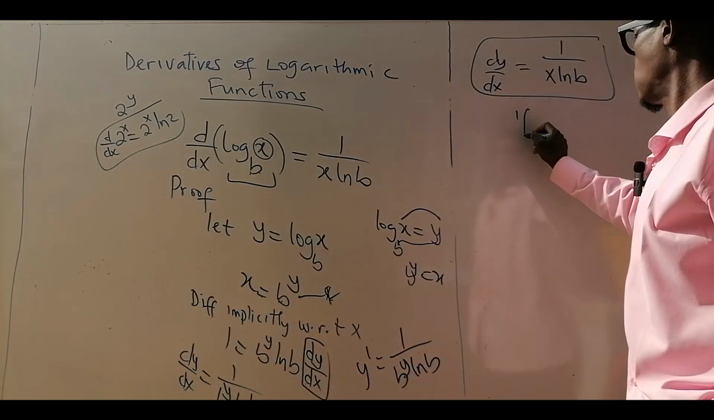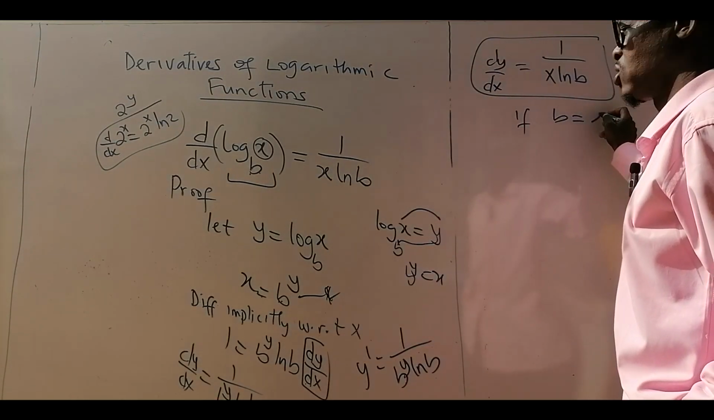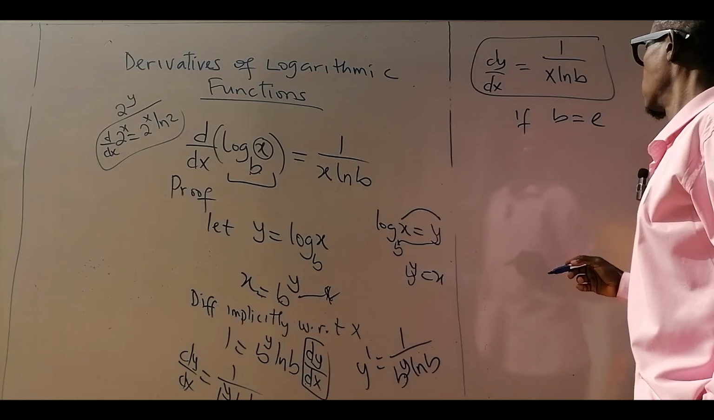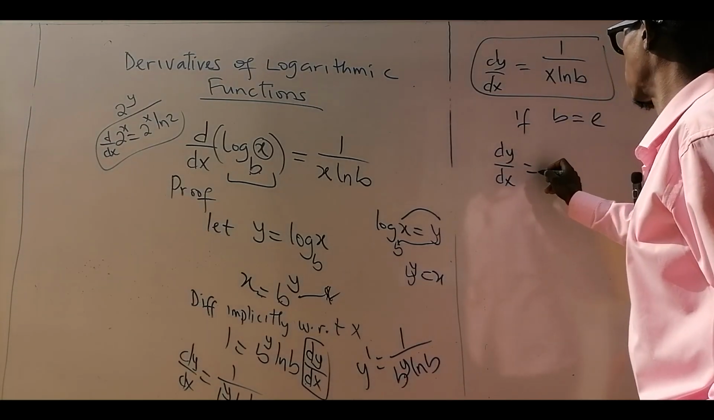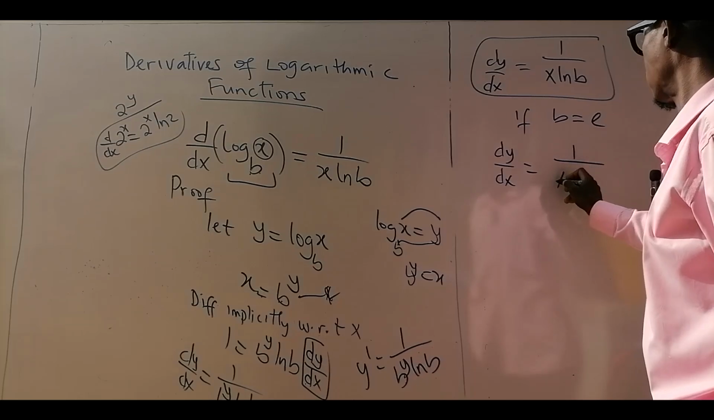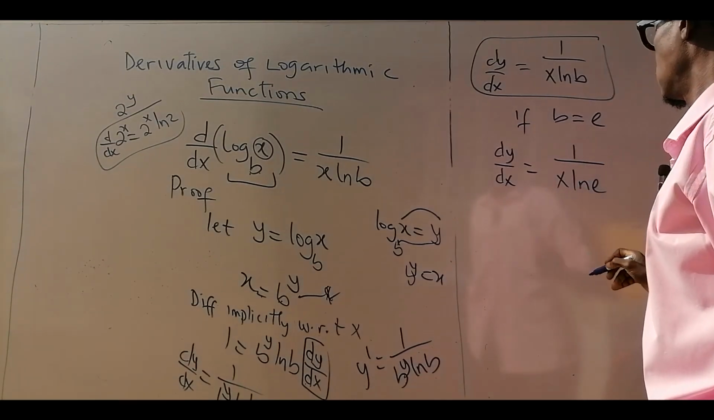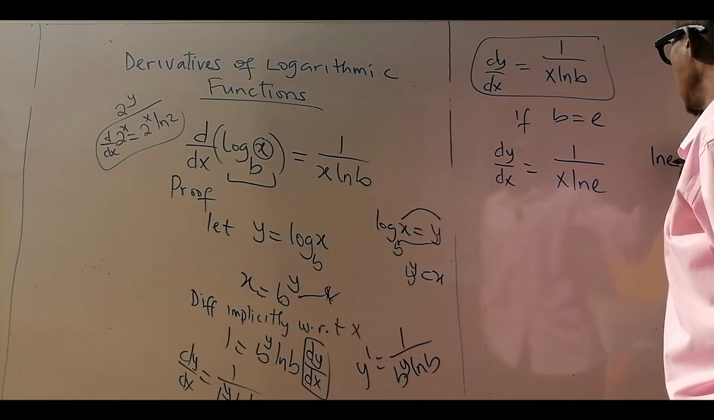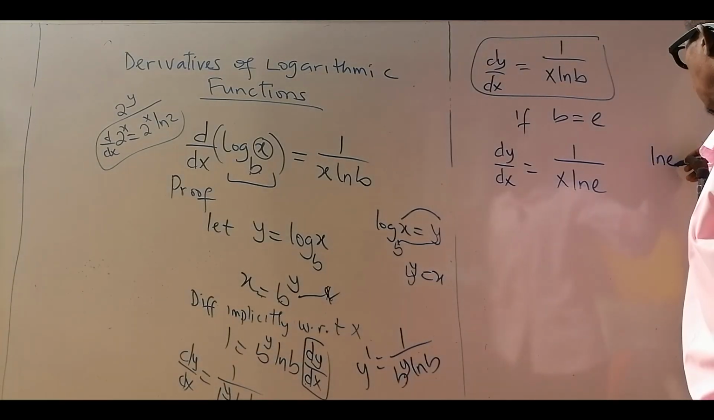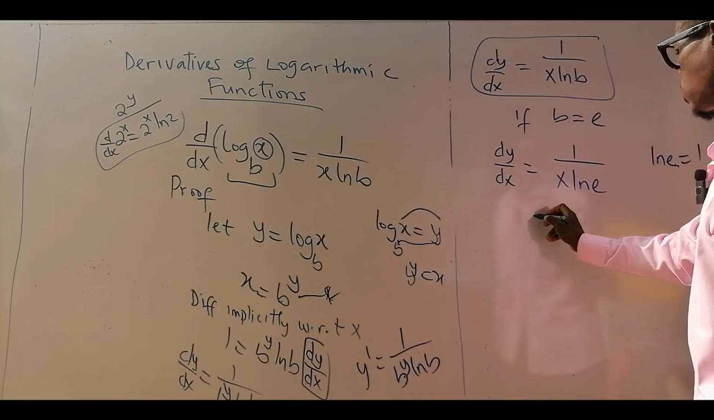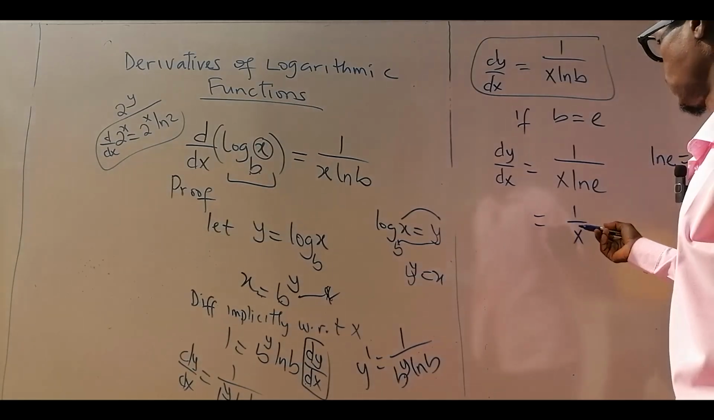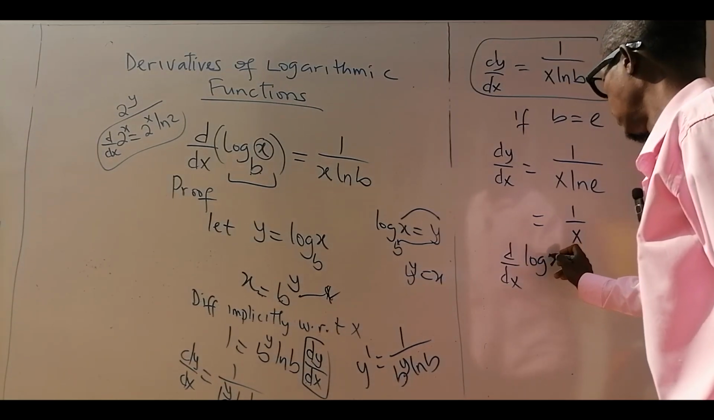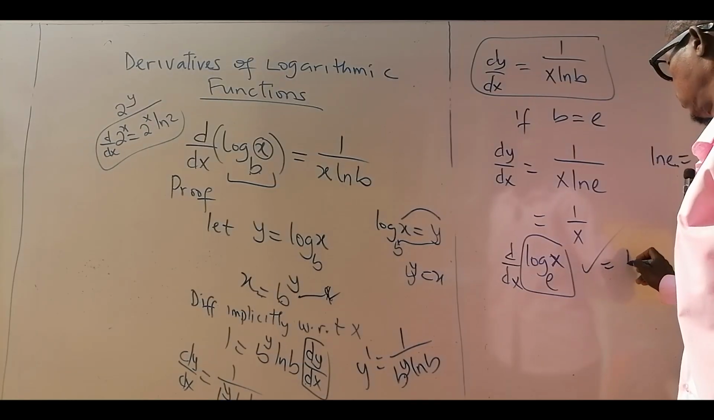If b is equal to e, then we can come back here. Our dy/dx will be equal to 1 over x ln e. And don't forget that ln of e, the natural logarithm of the exponential, is 1. So that will give us 1 over x. That's the derivative of the logarithm of x to base e: 1 over x.